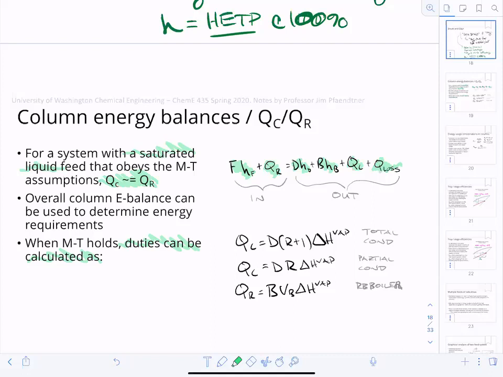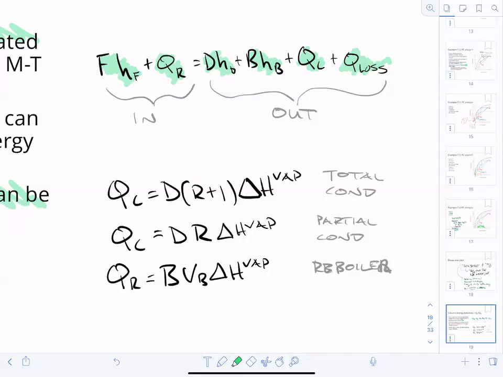And there's three relevant relationships. This is only in the case of the McCabe-Thiele scenarios holding, so do pay attention to that. In the case of a total condenser, so that was the first one that we did, the enthalpy of vaporization is multiplied by that quantity, D times R plus one. And you can work out that that's the amount of energy that's used if you substitute in the variable for R in order to condense all of the material. Remember that in McCabe-Thiele, there's only one enthalpy of vaporization because we assume they're equal.